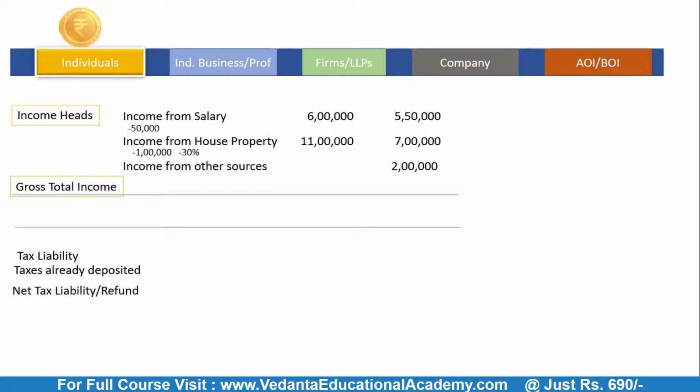And let's take an example. There is a person who also has an income from other sources. Income from other sources includes interest from a savings bank account, interest from a fixed deposit, interest from postal income, and also income from pension.